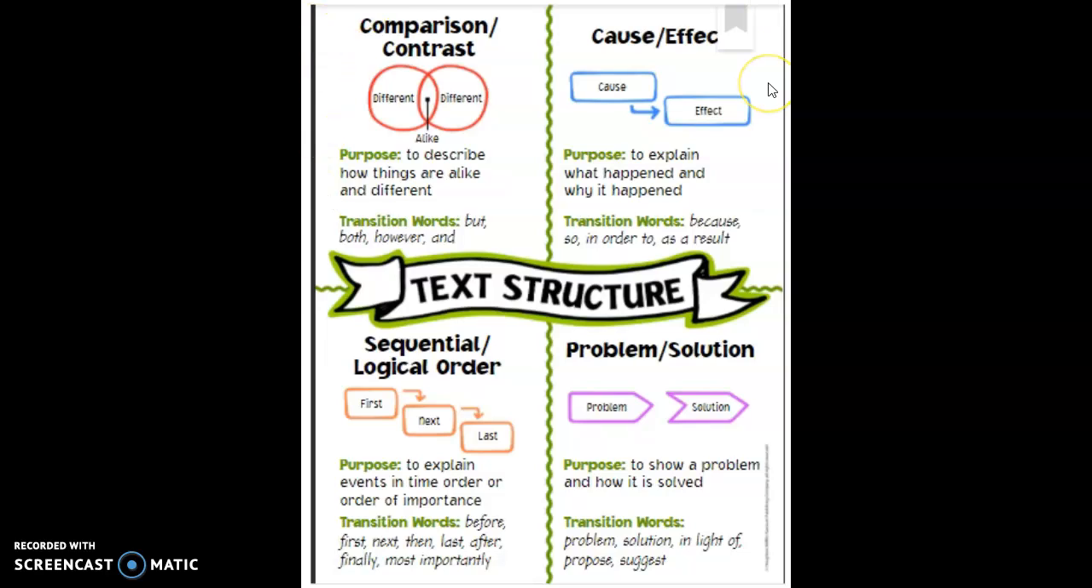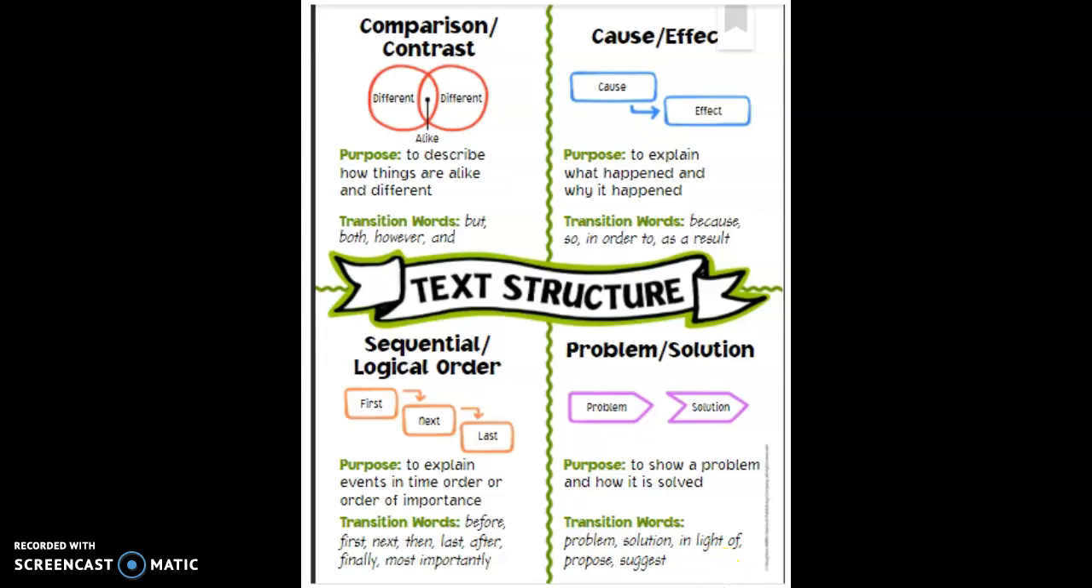Looking at the cause and effect structure, the purpose is to explain what happened and why something happened. And these are just a few of the transition or clue words that you might see throughout the informational text to help you identify this particular text structure. The next one is problem and solution. Problem and solution shows a problem and then how it is solved. A few of the transition words are problem, solution, in light of, propose, and suggest.